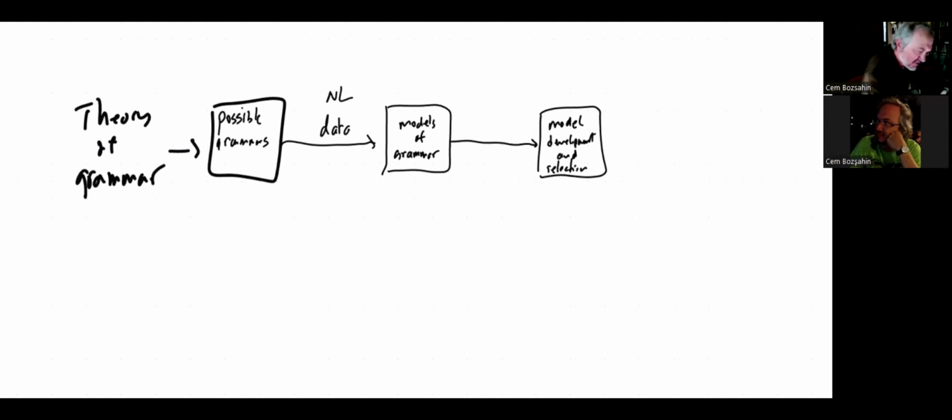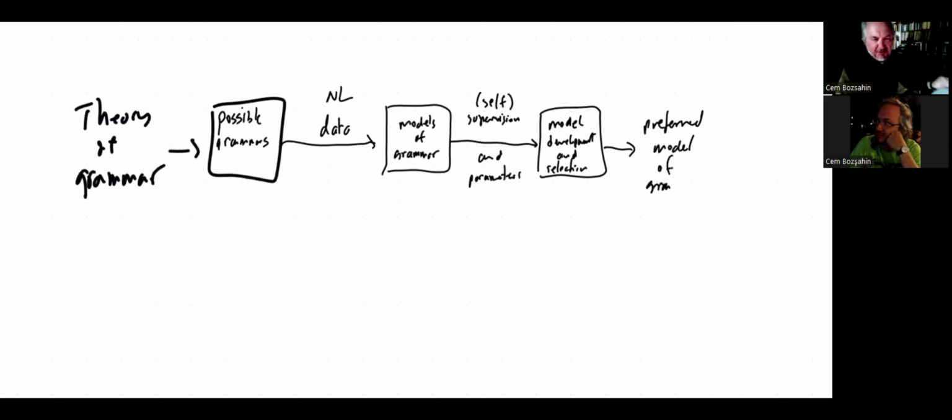This is supervision, sometimes self-supervision, and parameters. Okay. And from this, by model selection, we want to come to a preferred model of grammar. That's the idea.